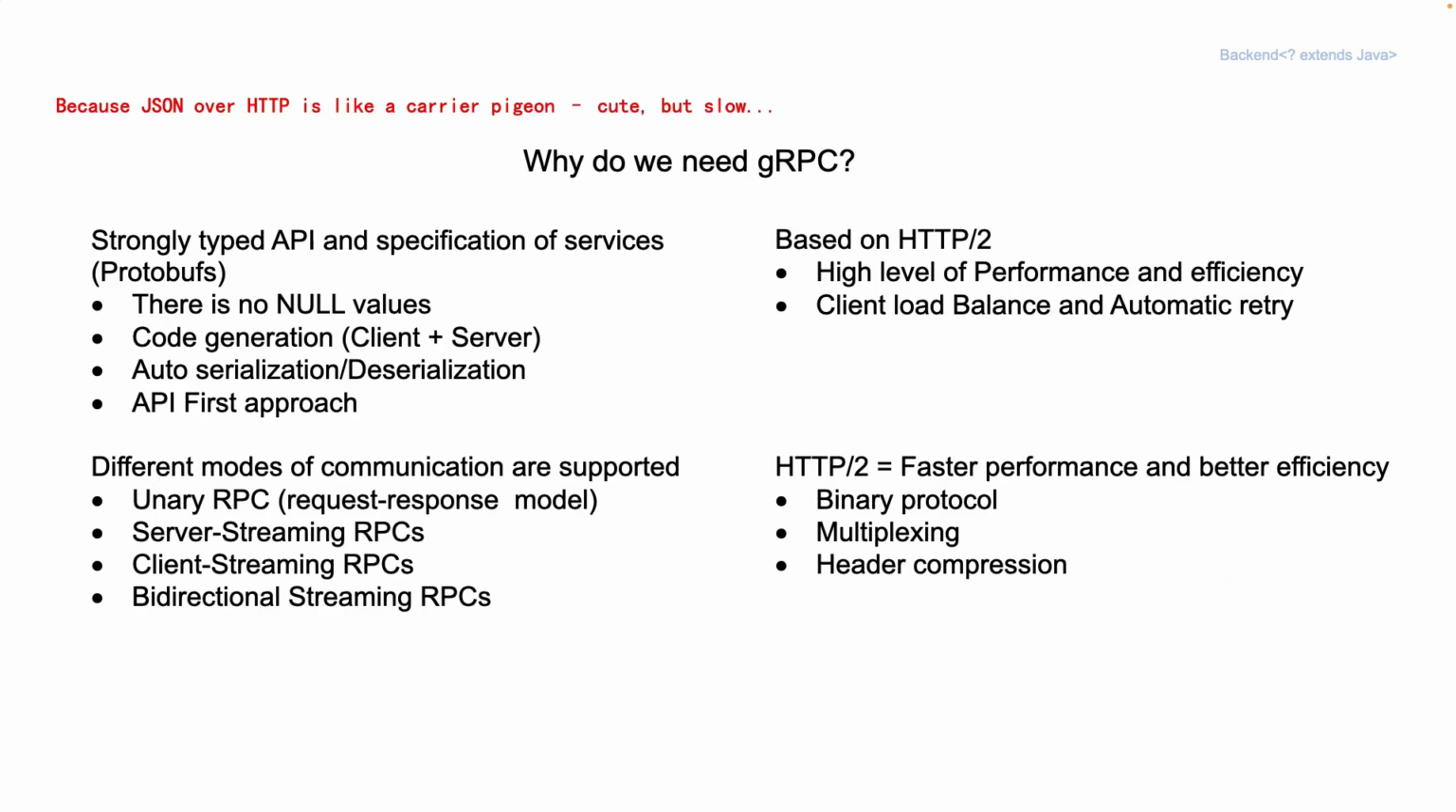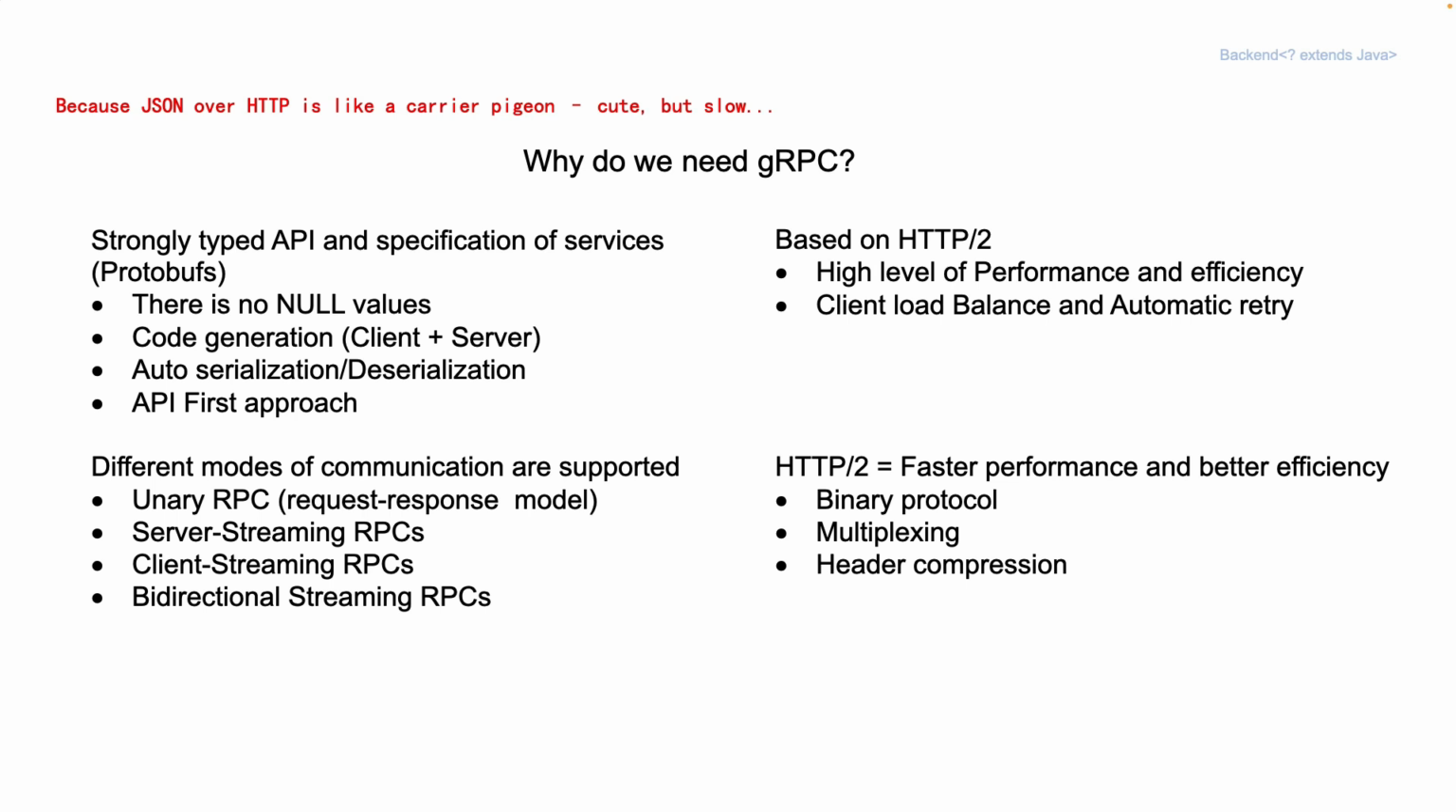You can ask me a question, why do we need gRPC? And here I have listed an answer for this question. First of all, gRPC is a strongly typed API and specification of services. gRPC is based on protobuf. This topic I will discuss a little bit later, but here I would like to highlight that there are no null values. There is out-of-the-box code generation, client-side and server-side. There is auto-serialization and deserialization of our objects. And also, an API-first approach is implemented. It's very important in nowadays development.